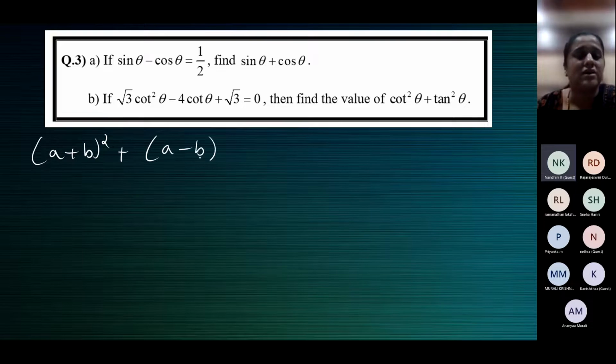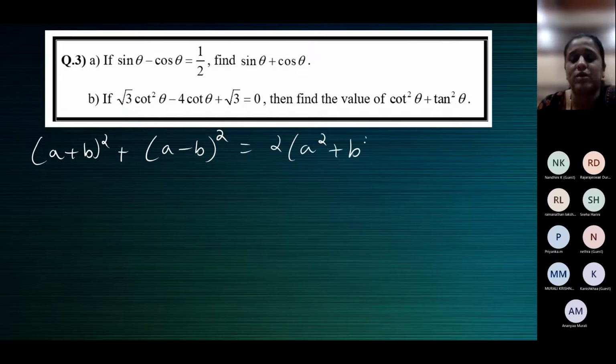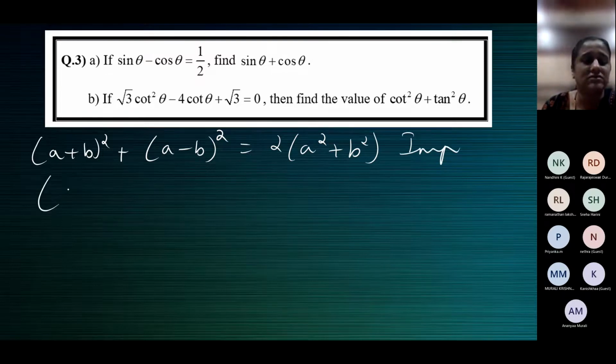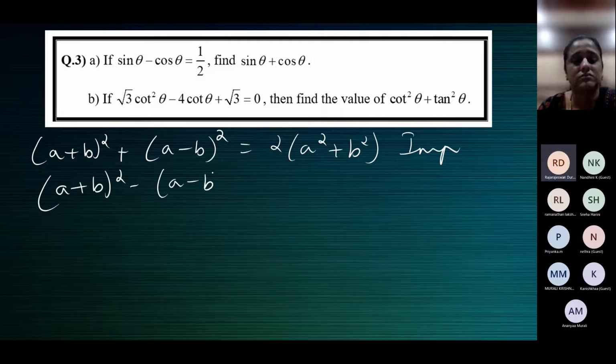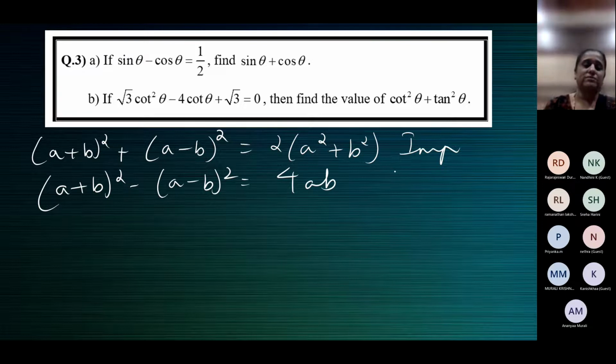Very good. So this is Nandini. A plus B the whole square plus A minus B the whole square is equal to 2 of A square plus B square. Very important identity. And what's the other one? A plus B whole square minus A minus B whole square is equal to 4AB.